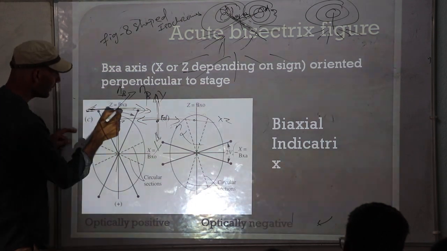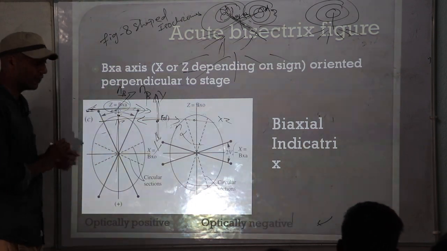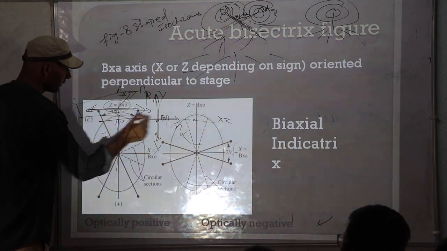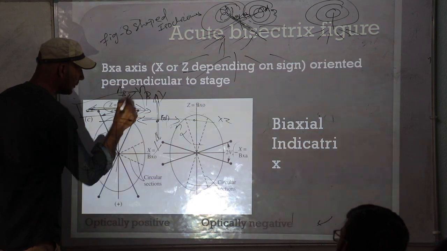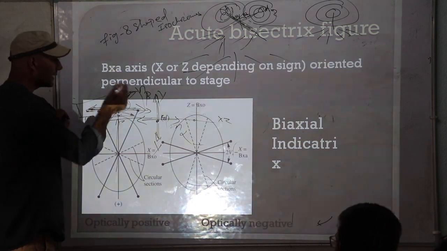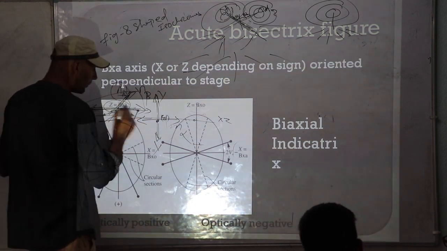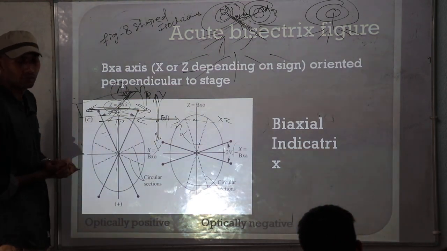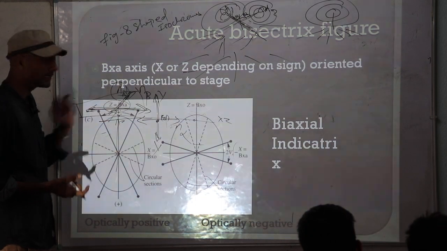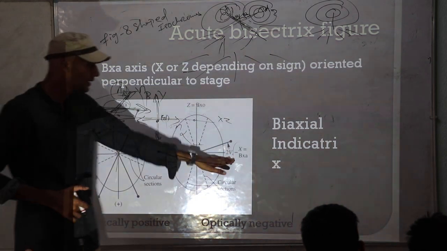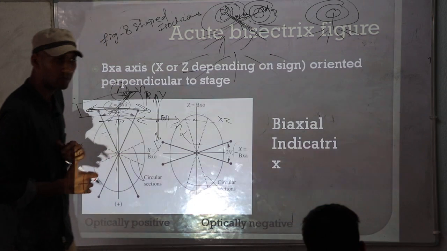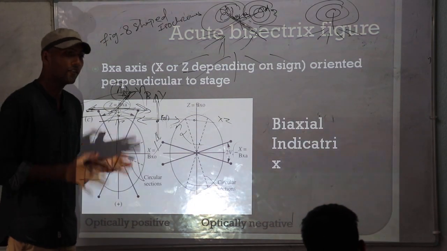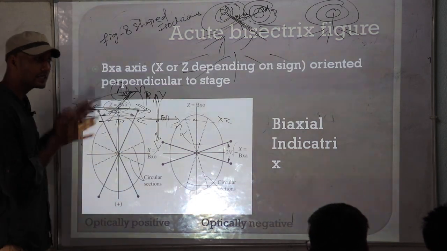Got that? If the acute bisectrix is Z, we are taking an acute bisectrix figure, that means we are taking a section like this. So one of them will be vibrating perpendicular to the optic plane, that is N beta. One of them will vibrate parallel to the optic plane, that is N alpha, because we are taking Z as the acute bisectrix. If X is the acute bisectrix, that vibration will be N gamma, that is the Z vibration.